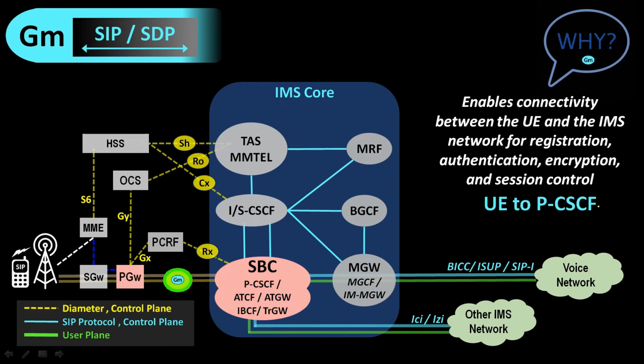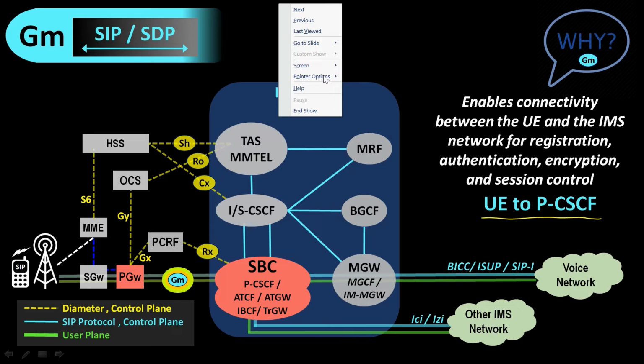We are going to start our journey of SIP and SDP protocol from this slide. We can see the first link as the Gm link. The Gm link is a connectivity between the UE and the P-CSCF. This enables the connectivity between the user and the IMS network for registration, authentication, encryption, and session control. The Gm interface is the key for all user-based communication.